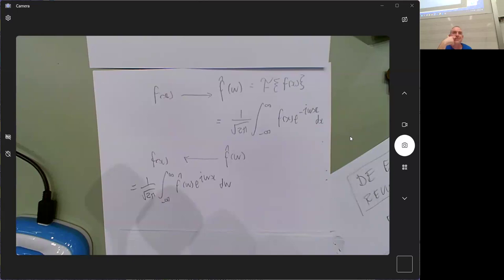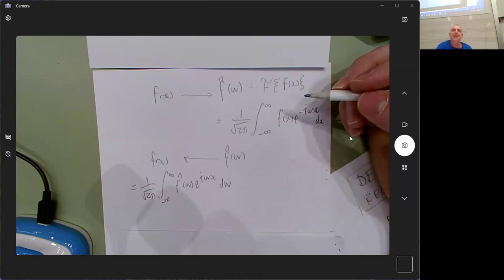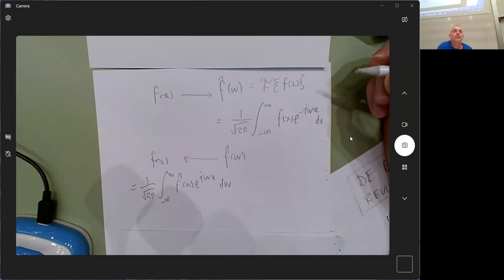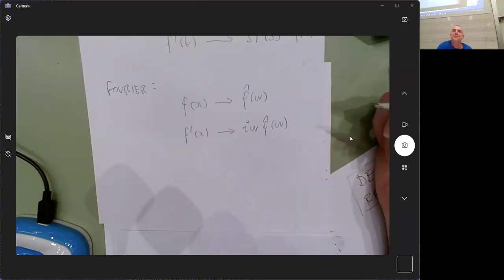Surely some functions, when you approach negative infinity or plus infinity, there's no answer. So wouldn't that mean that some of these don't exist? Yes. I presume that there are some functions that the Fourier transform will not give you anything useful of.